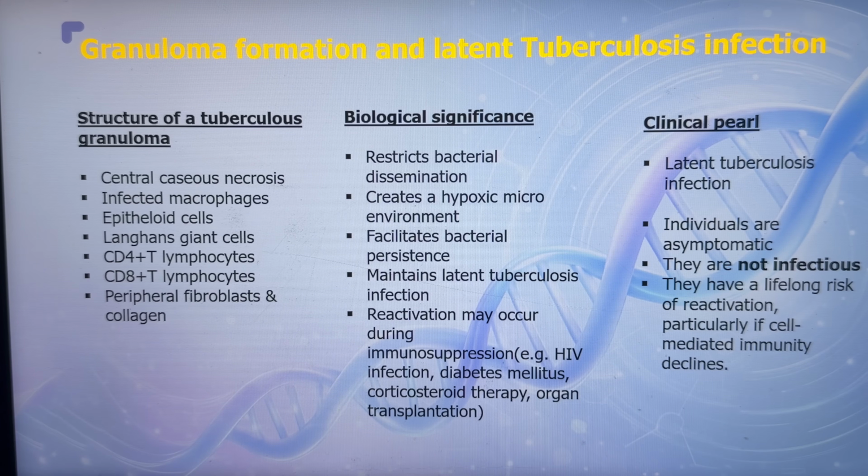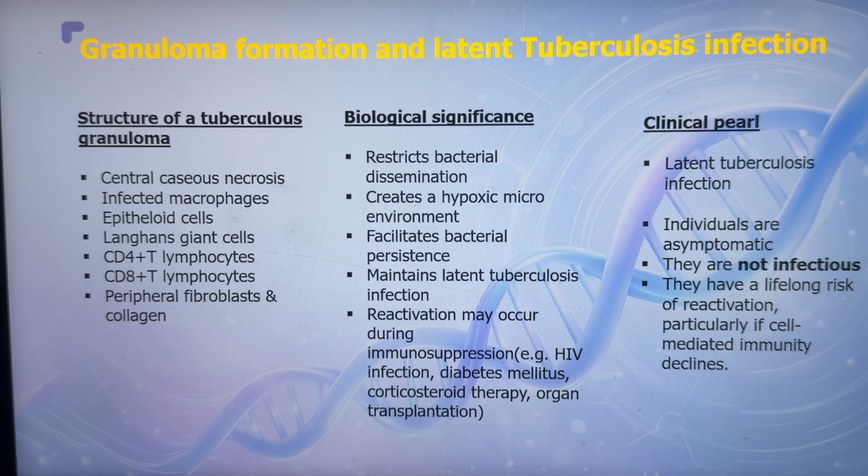Next is the epithelioid cells. Activated macrophages undergo morphological transformation into epithelioid cells. These cells have abundant eosinophilic cytoplasm and reduced phagocytic activity but increased secretory function. Their principal role is cytokine production and maintenance of granuloma integrity.